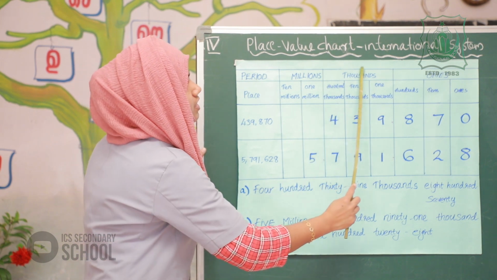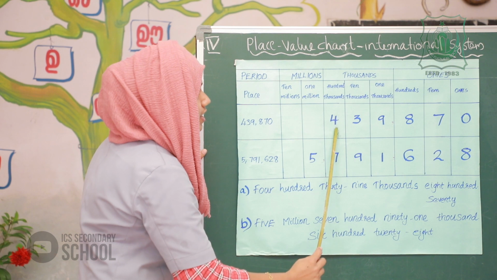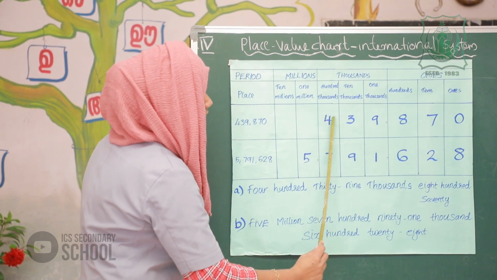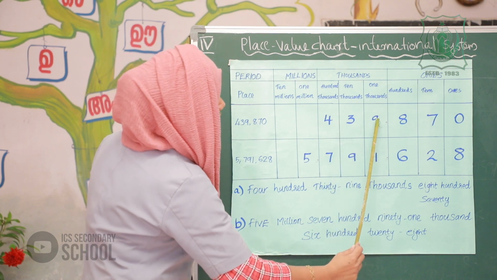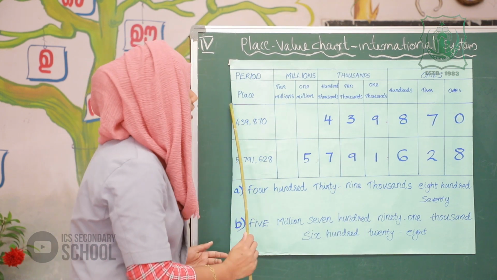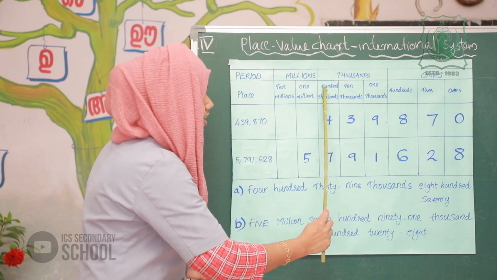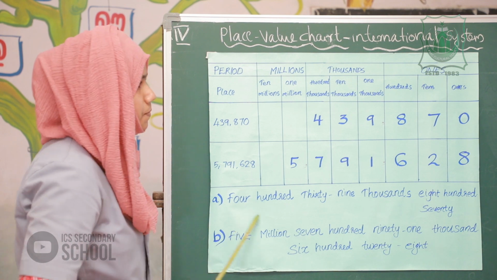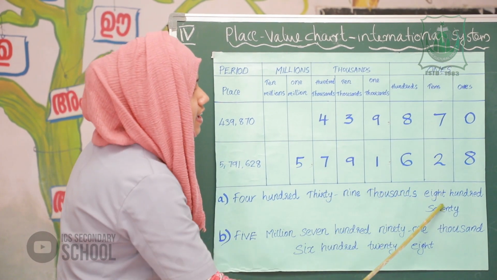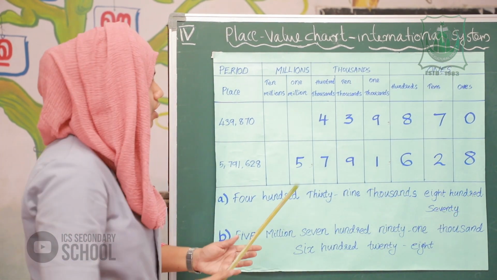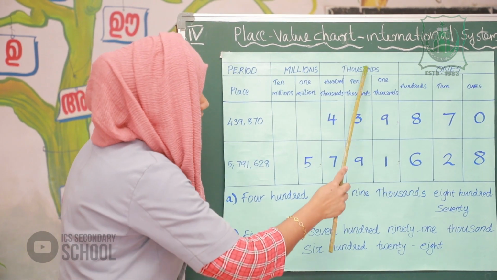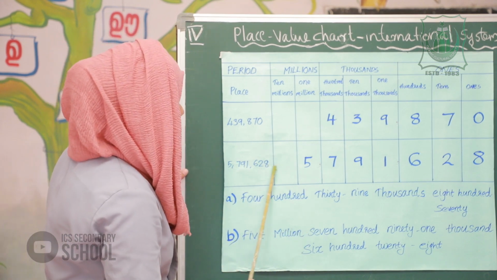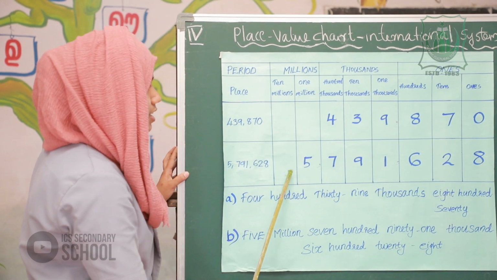Simple. This is in the thousands period, the hundred thousands column. That means 439,000. How to read this number? 439,000. 870. Clear that? 439,870. Simple.